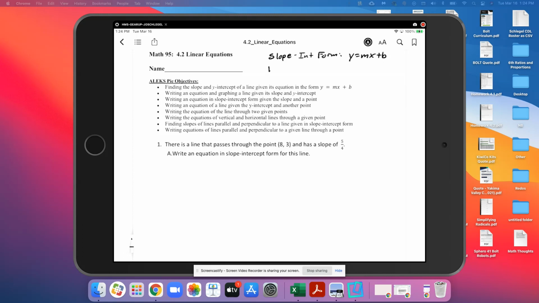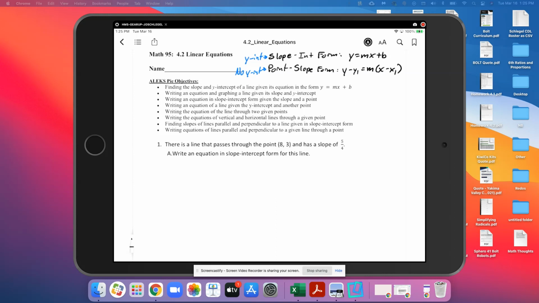The other is point slope form. And one thing to remember, folks, is if we have a y-intercept, we want to use slope-intercept form. And if we have no y-intercept, we will need to use point slope form. So just a quick refresher again, point slope form is y minus y1 equals m times x minus x1.